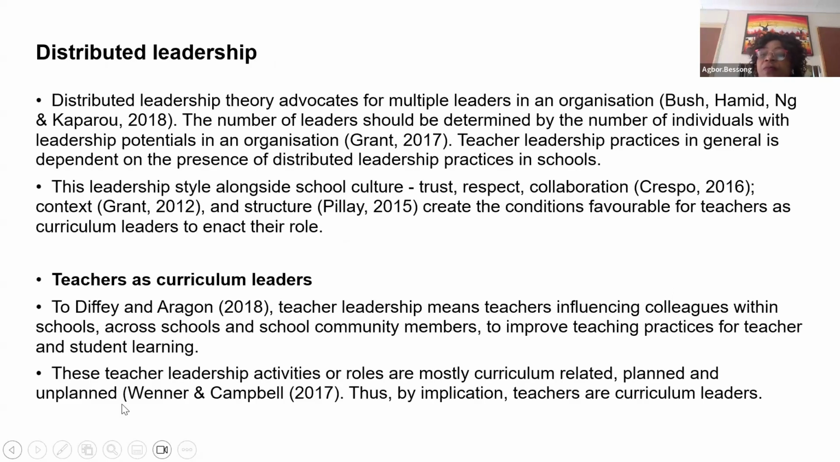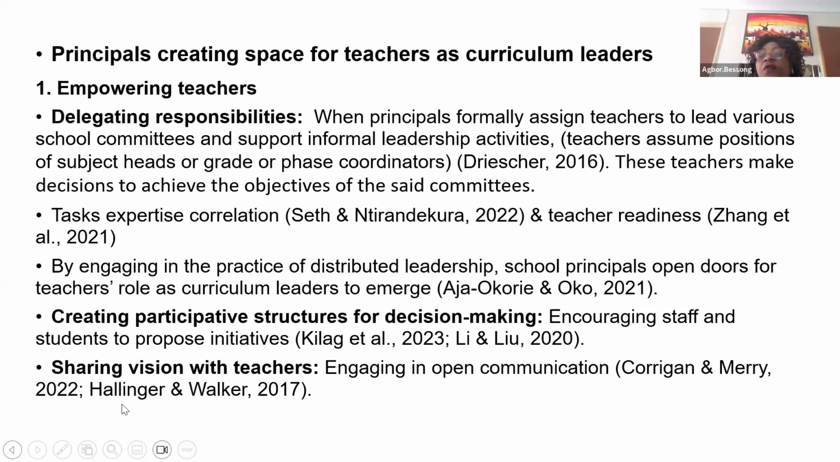Curriculum leadership, or teachers performing that role, cannot be possible if principals do not get involved in distributed leadership practices. So principals have to create that space, have to create that environment for teachers to be able to be involved in these curriculum leadership practices. They do this by creating the structure, so they don't have to be autocratic. They also do this by creating the context. The context has to be relative, depending on the context in which you are operating as a principal. You have to know what to do in that context to be able to create opportunities for your teachers.